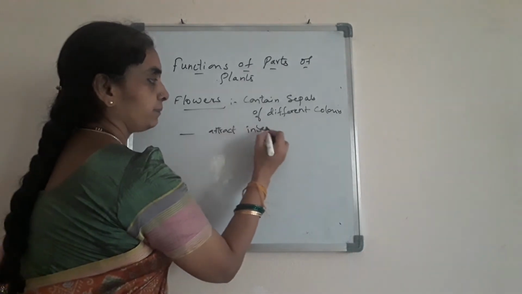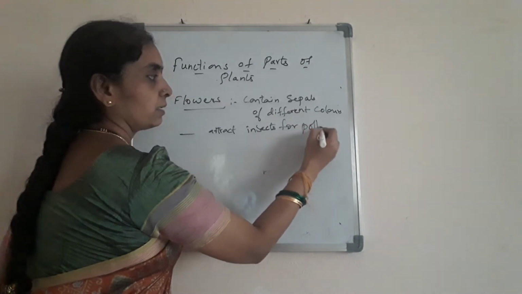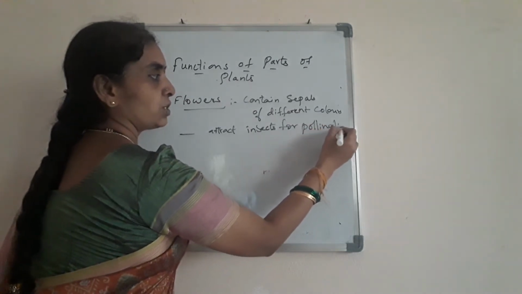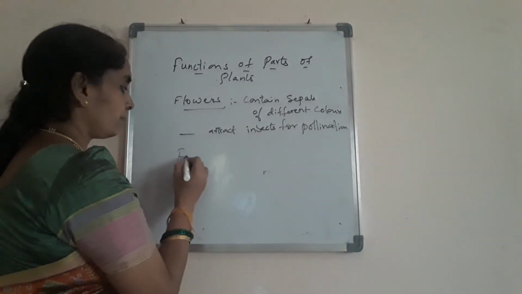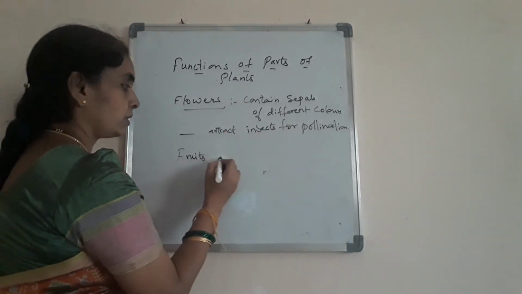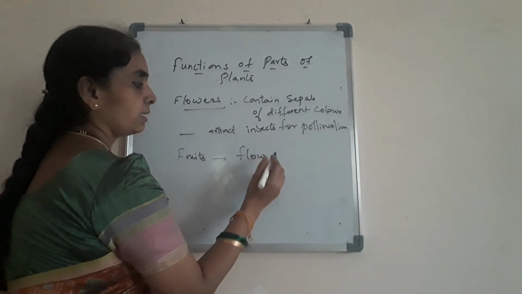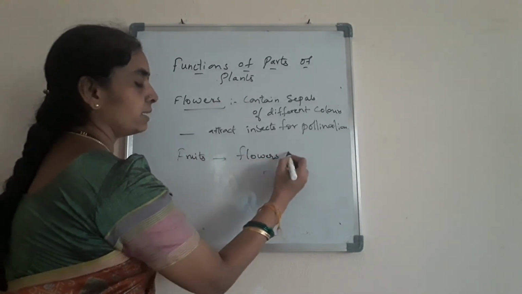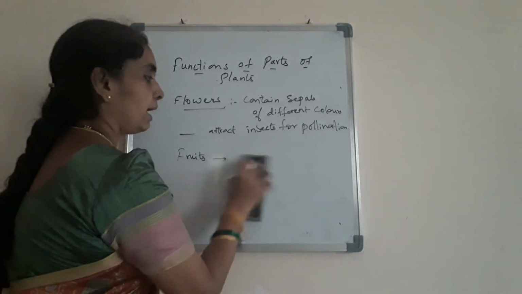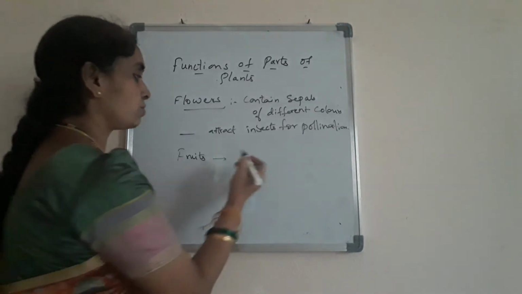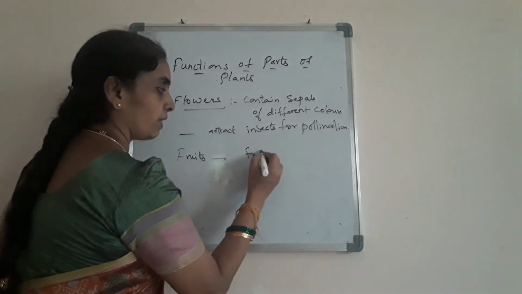Attract insects for pollination. Is it clear? Next comes the fruits. Flowers develop into seeds, isn't it? From the flowers, seed development takes place and the seeds are present in the fruit. So fruits are developed from flowers.